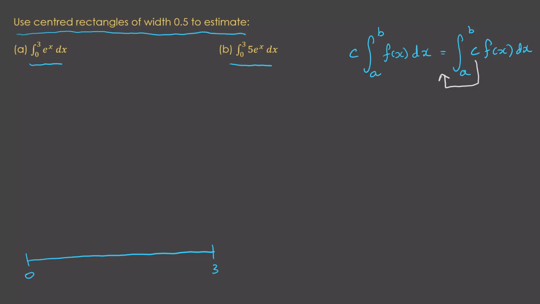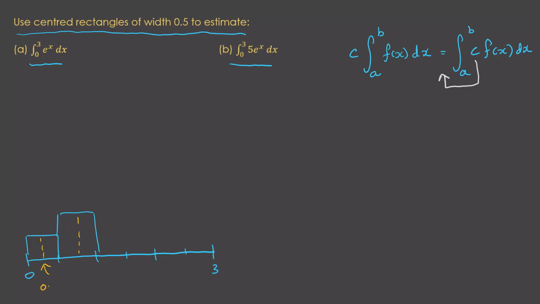Now, without spending too long on setup here, because we've seen it a few times, we're going from 0 to 3, with rectangles of width 0.5, so we're going to need 6 of them. The first rectangle would be here, and then the second one here, and if they're centered, the heights of them are going to be at the middle.